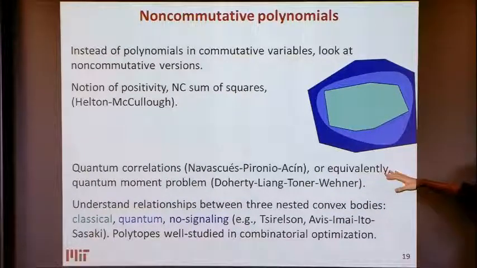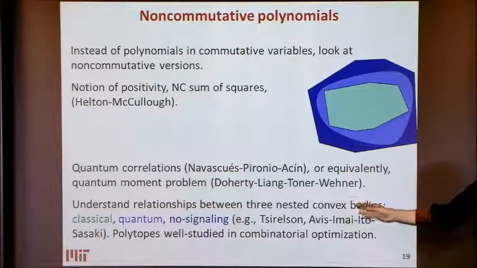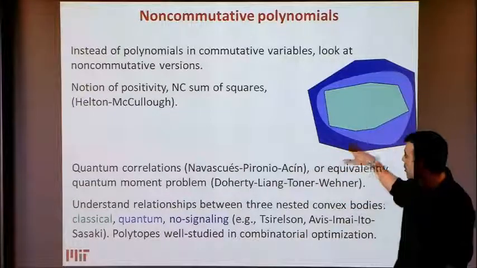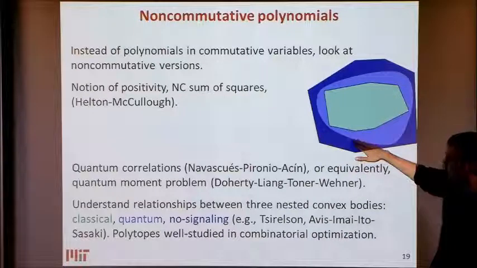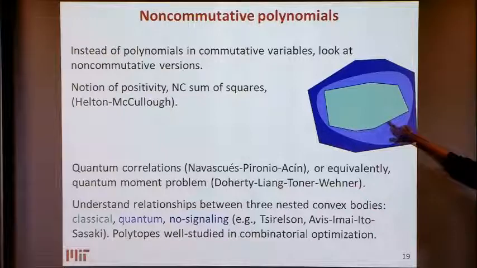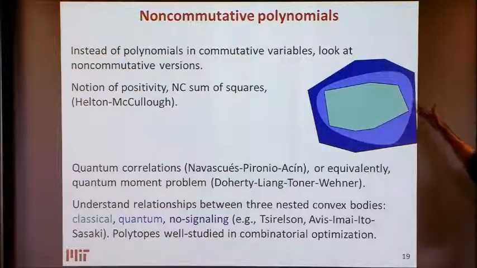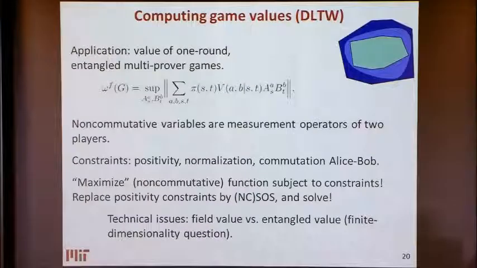And essentially what you want to understand is how to approximate these nested convex bodies that we saw last time. There's a polytope of classical correlations, there's a quantum convex set, and there's a no-signaling polytope. This is easy, this is combinatorially hard, it's essentially a cut polytope, and this is a thing that we don't understand very well, which is exactly the kind of thing that you want to optimize over when you want to compute values of games.